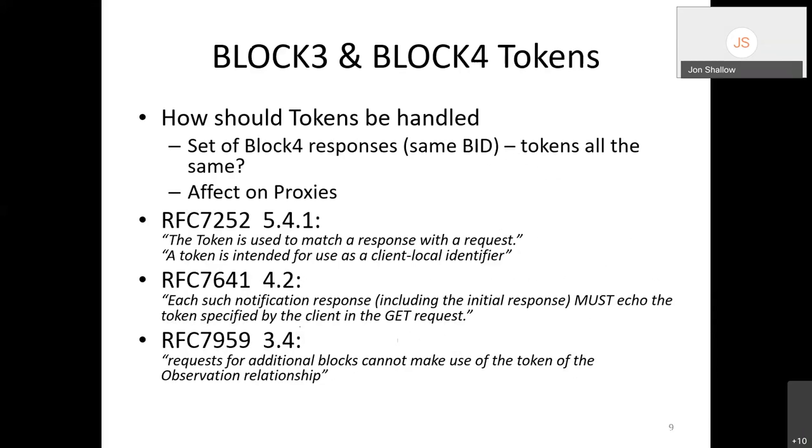We have a challenge with tokens in how they should be used or not used, as the case may be. Essentially a token matches a response to the request, so that the client can work out what this particular message that's come back is associated with. If we're going with the block three, block four type stuff, there are no additional client requests going upstream with block four, because all the block fours are coming back. So do we use the same token across all the block four responses that make up that big body, or do we have different tokens? Is the token intended to be client local, in other words under the control of the client, so the server has to send some stuff back? So we've got question marks about what to do with tokens. And likewise, are there any implications in proxies that we haven't yet thought about?